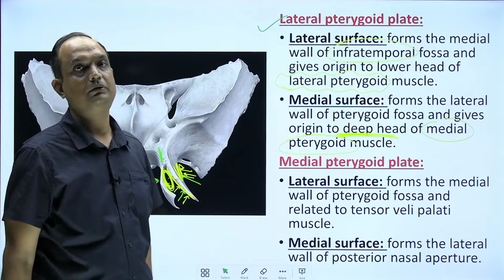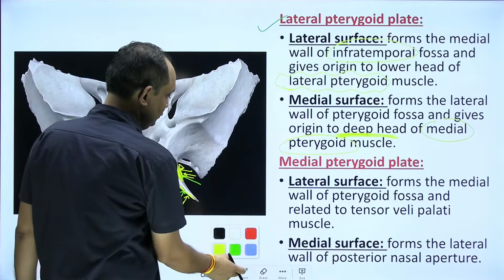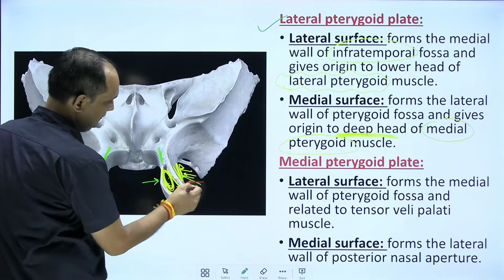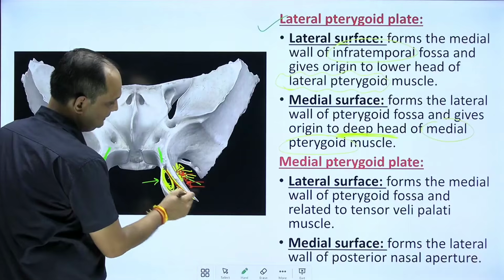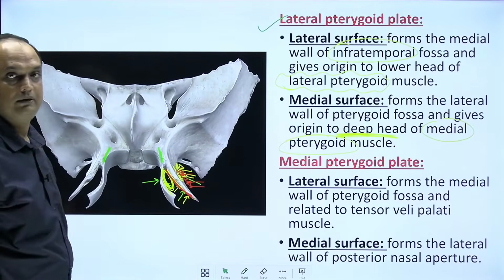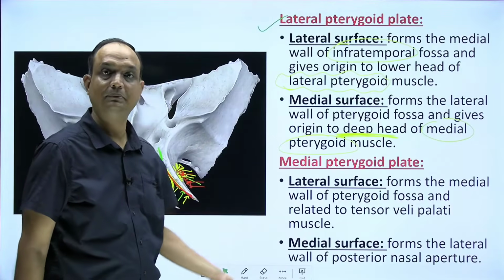So, here you are able to understand that the lateral pterygoid plate is having two muscles. One muscle is here, that is the lateral pterygoid, and one muscle is here, that is known as the medial pterygoid. Now we will come to the medial plate. The medial plate also has a lateral and a medial surface.